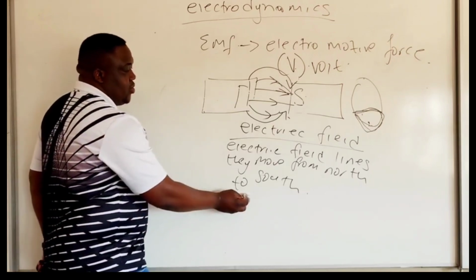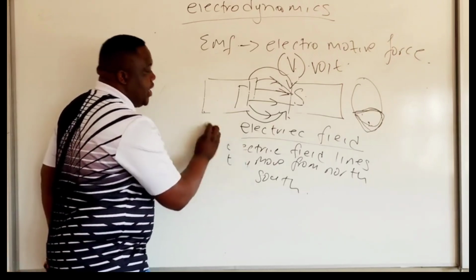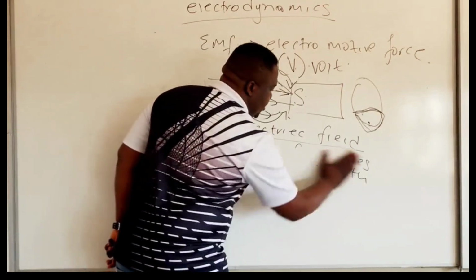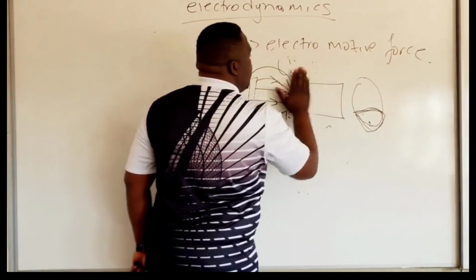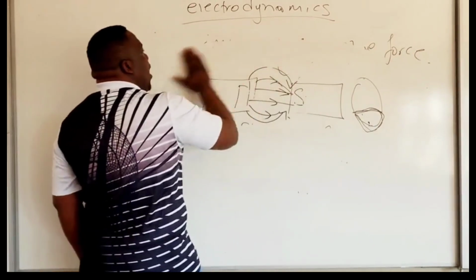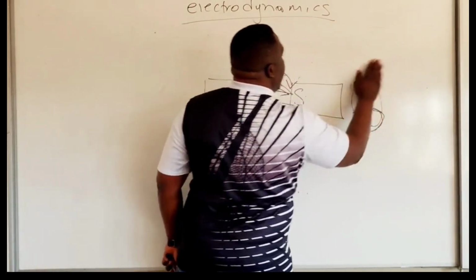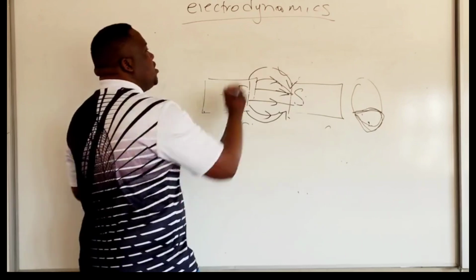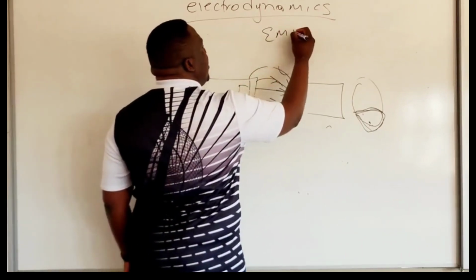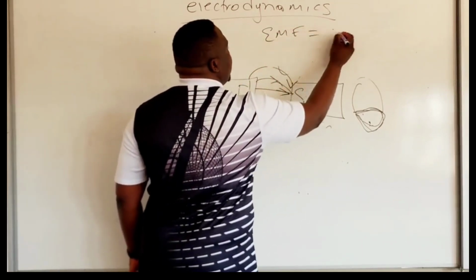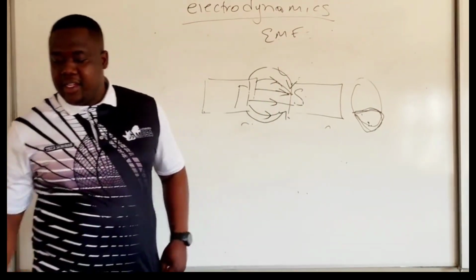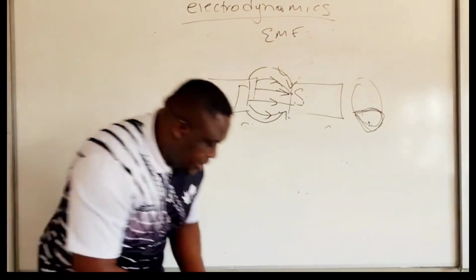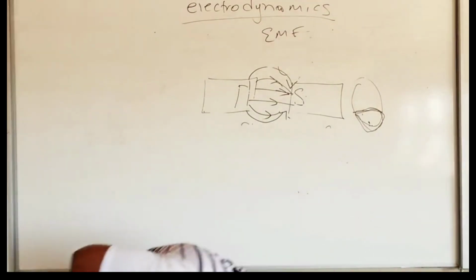Okay, we've already started electrodynamics. So how does this electrodynamics work? How do we create an electromotive force? How do we create an EMF, a voltage? How do we create a voltage from a magnet? So this is how it works.